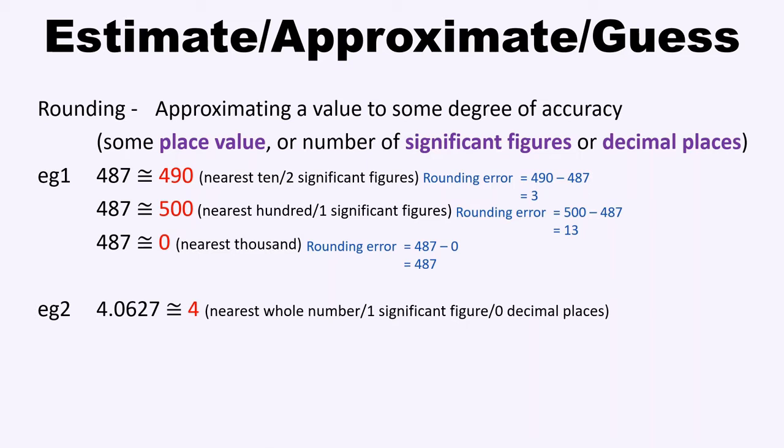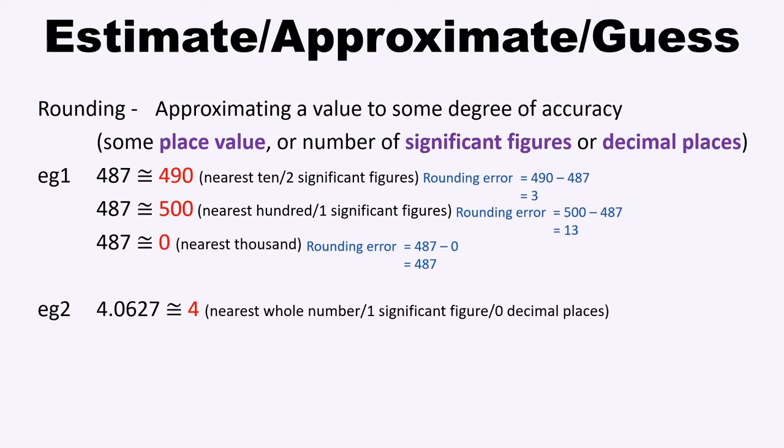4.0627, or 4 and 627 ten-thousandths, is approximately the same as 4. And I would expect that you would probably want to round this to the nearest whole number, or one significant figure, or 0 decimal places, as we have, because that was a fairly long decimal number to write down. Now, since this was a decimal number, my rounding error is not as big as they were above. The difference between 4 and 4.0627 is just 627 ten-thousandths. That's really quite a small rounding error.